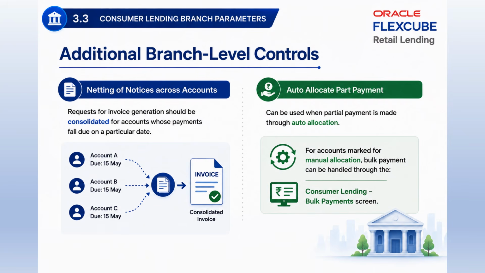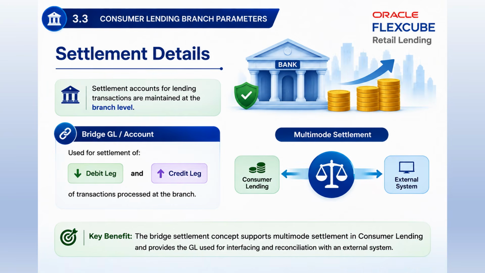There are 2 additional branch level controls we should understand. First, netting of notices across accounts. This can be used when payments for accounts fall due on a particular date, so that the requests for invoice generation can be consolidated. The second parameter is auto-allocate part payment. This option can be used when a partial payment needs to be processed through auto-allocation. For accounts marked for manual allocation of the partial amount, payment can be made in bulk through the consumer lending bulk payment screen.